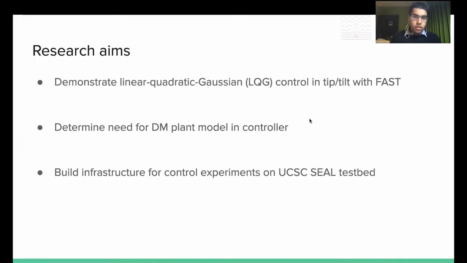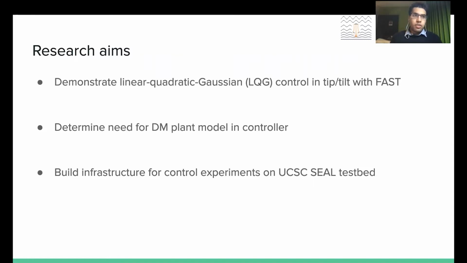I've been leading at the UC Santa Cruz Lab for Adaptive Optics on the linear quadratic Gaussian method for tip-tilt control. So our research aims are to demonstrate LQG control in tip-tilt in the lab with the fast setup, which is the focal plane wavefront sensor, and also to examine several parts of the model to see where there's room for further optimization on top of previous implementations, such as the one on the Gemini Planet Imager.